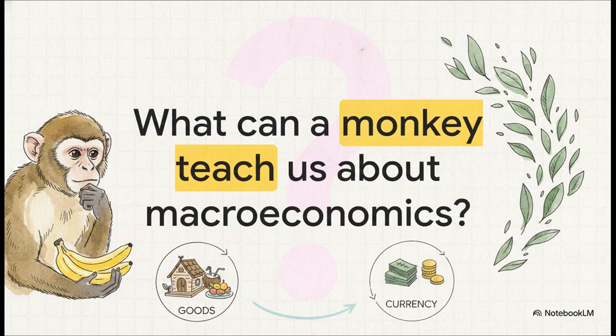You might be wondering, what can a monkey actually teach us about macroeconomics? Well, let's establish the rules of our jungle real quick. Think of bananas as our goods. They represent the whole shebang. Everything a monkey could ever want to buy, like food, shelter, services. And the leaves. Leaves are our fiat currency. They are the dollars, the euros, or the yen sitting in our monkey's pockets, used to trade for those goods.